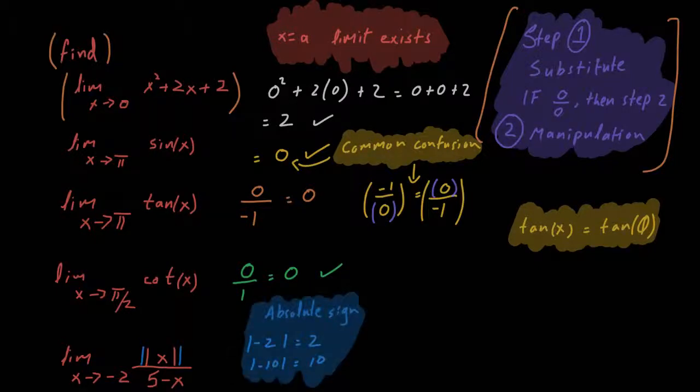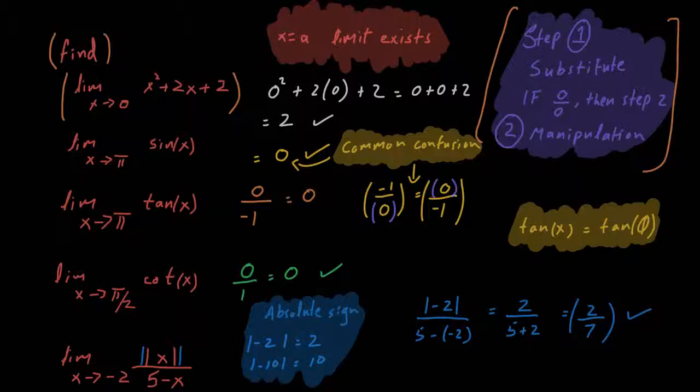We know that step 1 of finding limits of such questions is simply substitution. So we will substitute -2 into the equation. So we will get absolute of -2 divided by 5 minus -2. The absolute will become positive, so it will be 2 divided by 5 plus 2, which is 2 divided by 7. So this is your answer. The limit does exist and the value is 2 over 7.